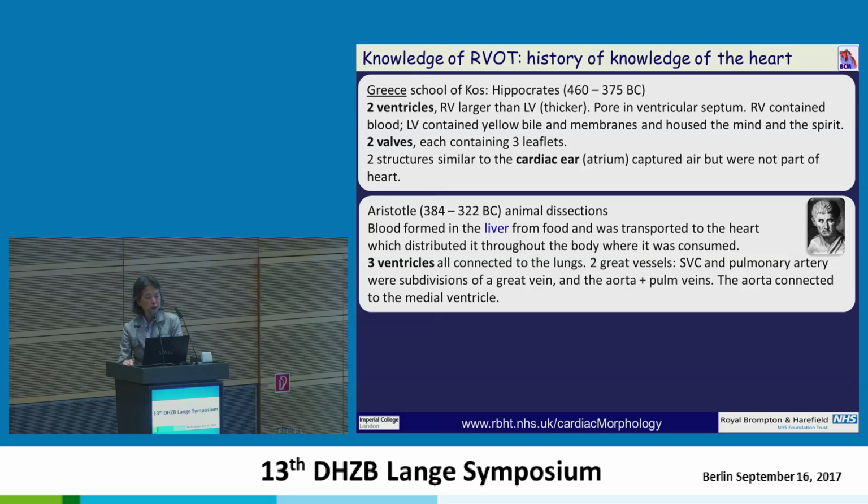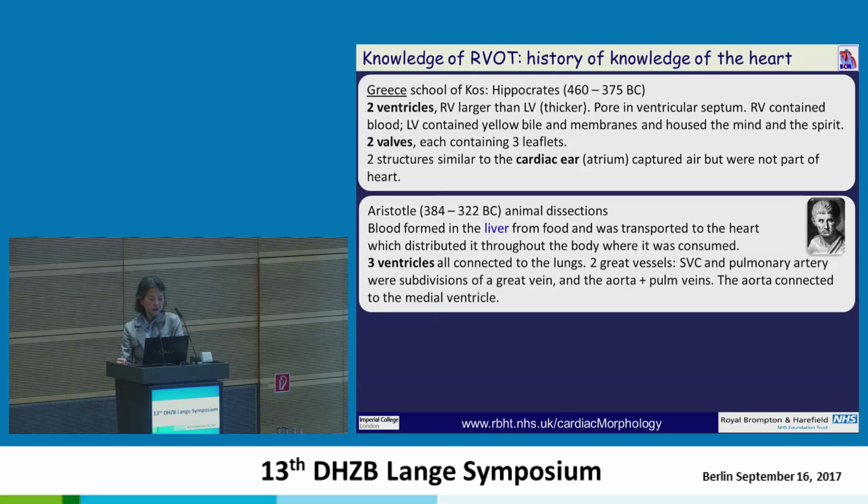Then came the Greek school, of course. Two ventricles, the right ventricle larger than the left, and they also noticed that the left ventricle is thicker, and commented on a pore in the ventricular septum. They also noted two valves and two structures similar to the cardiac ear that captured air, but these were not counted as part of the heart.